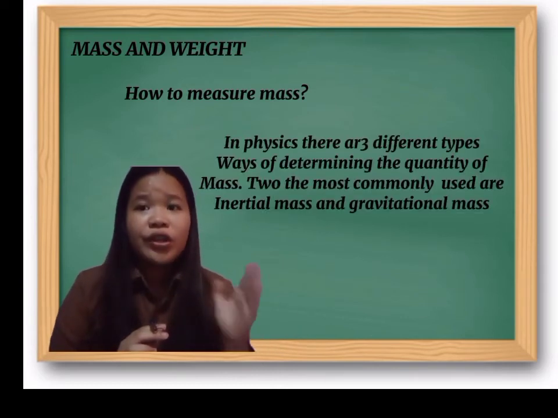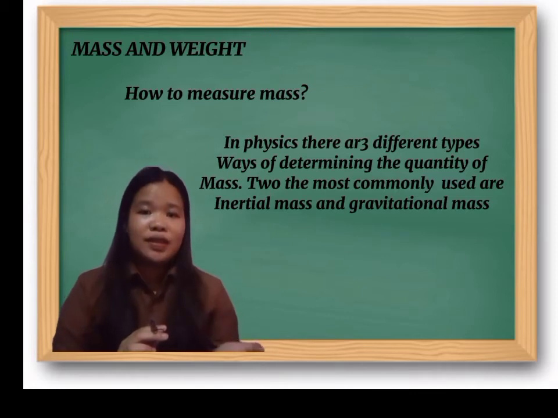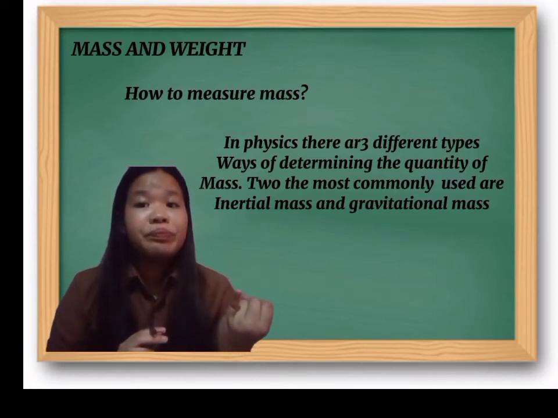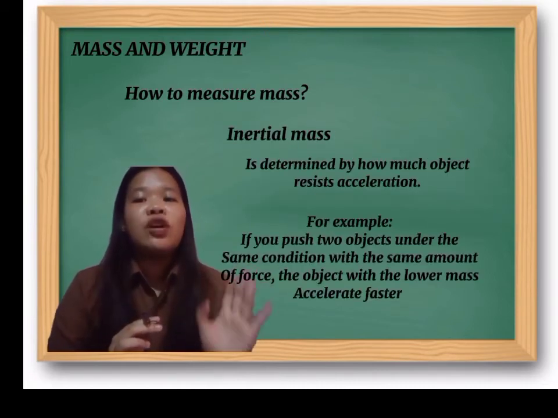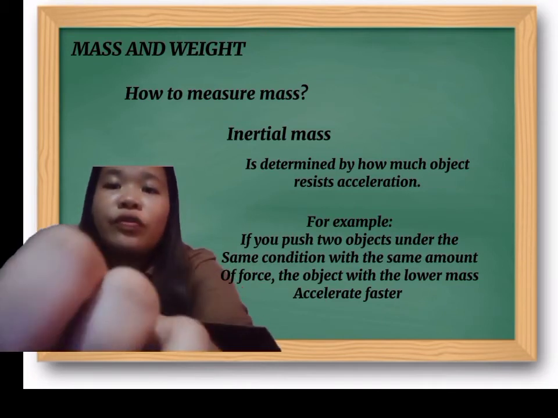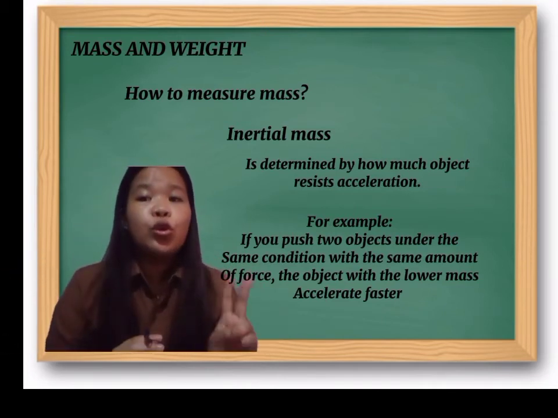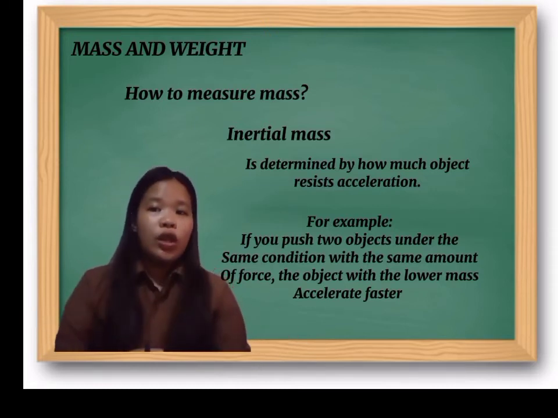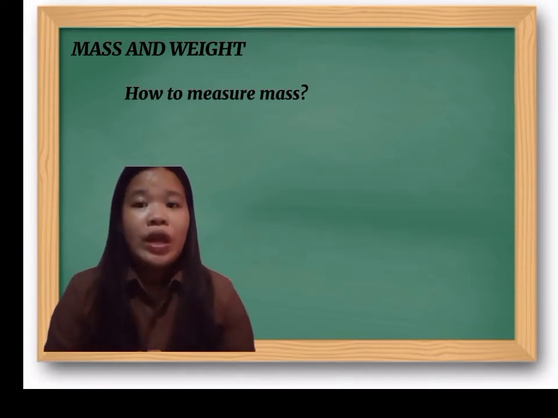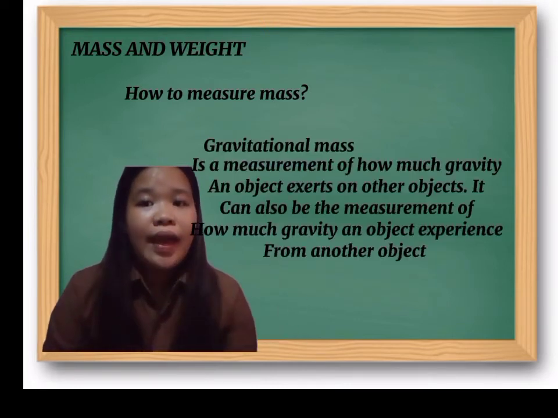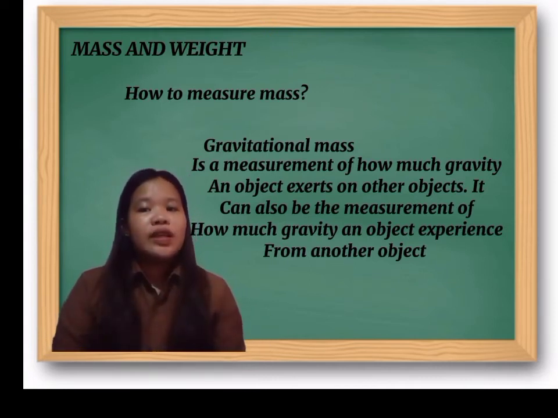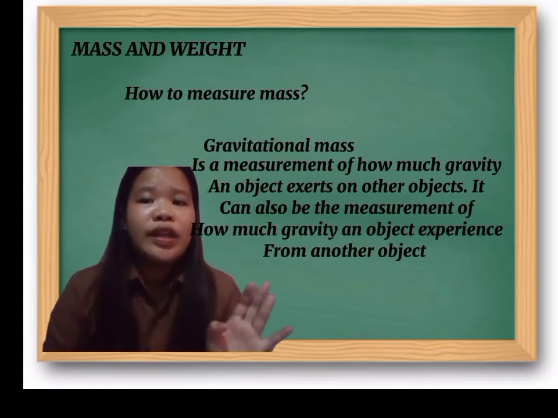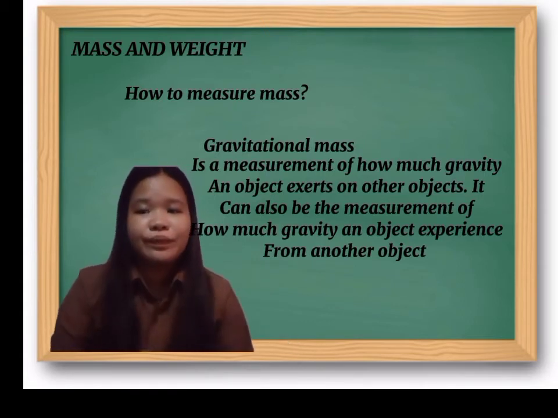In physics, there are different ways of determining the quantity of mass. First is the inertial mass and the gravitational mass. The inertial mass is determined by how much an object resists acceleration. For example, if you push two objects under the same condition and with the same amount of force, the object with the lower mass will accelerate faster, while the gravitational mass is a measurement of how much gravity an object exerts on other objects. It can also be the measurement of how much gravity an object experiences from another object.